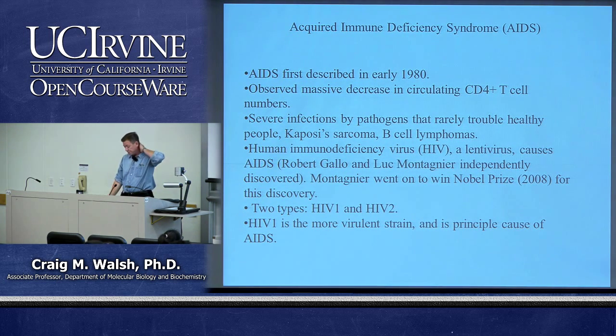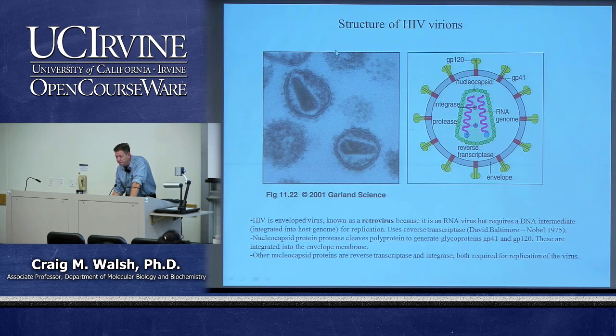So basically, there are two types of HIV, HIV-1 and HIV-2. And HIV-1 is the more virulent strain. It's the one that you tend to find in populations where this disease is common. This is also the principal cause of acquired immune deficiency syndrome. So this, as we'll see, has an interesting way of dealing with infection and being able to wipe out the immune response.